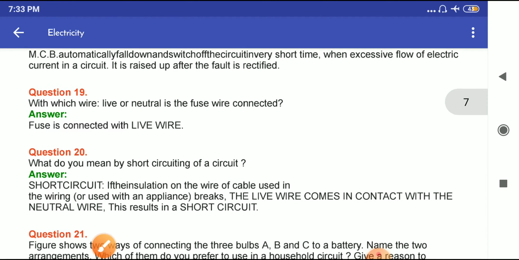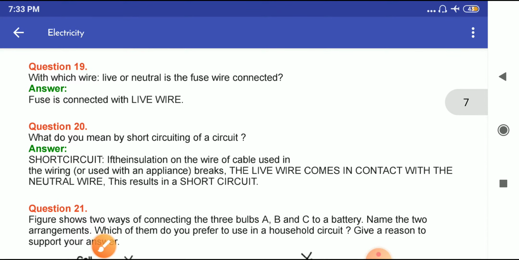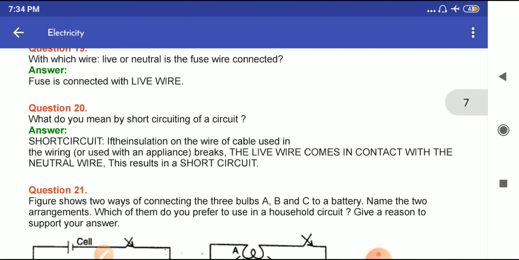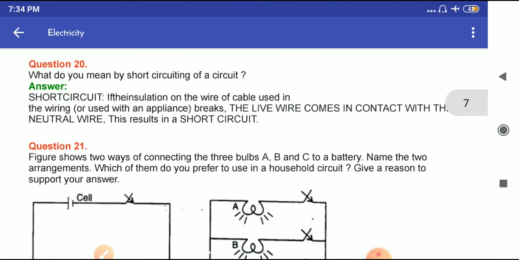Question number 19, with which wire, live or neutral, is a fuse wire connected? Fuse wire is connected with live wire. Question number 20, what do you mean by short circuiting of a circuit? So this is your answer.